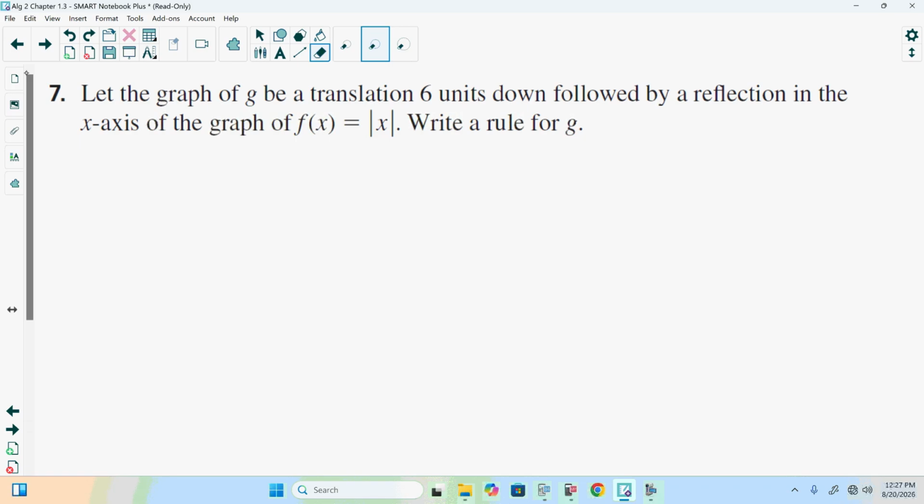All right, let's look at one more. Last problem. Let the graph of G be a translation 6 units down, followed by a reflection in the x-axis of this here. So the first function, or first transformation they listed is f of x plus k, where k is the amount we move the function up or down. And here, the amount we're moving is 6. Would it be positive 6 or negative 6?